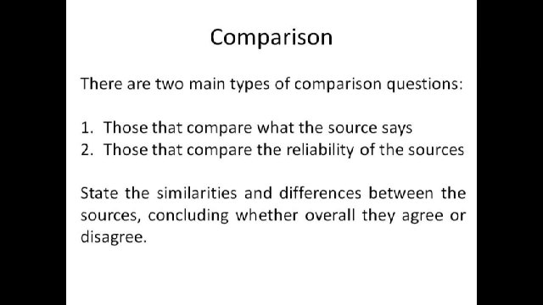You get two main types of comparison questions. You'll get those that compare what the source says, and those that compare the reliability of the sources, or the usefulness, or something like that. So, for example, for the comparison of what the source says, you might have, how far do source A and B agree with each other, and for number 2 you might get something like, is source 2 more reliable than source 3, or something like that. And you've always just got to state the similarities and differences in the sources, and then overall conclude whether they agree or disagree, and probably say a bit about reliability. Regardless of whether the question's about reliability or not, you've got to mention it.